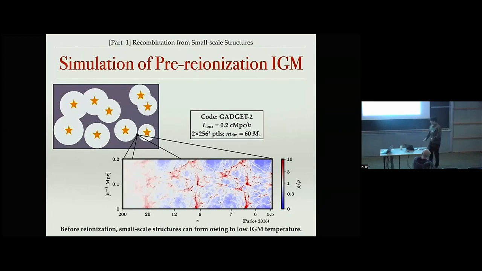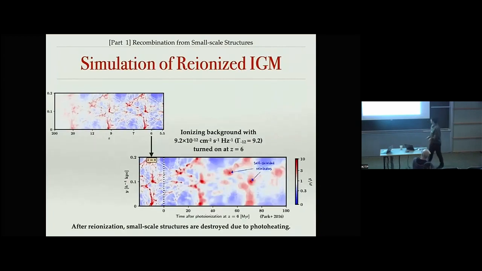so very low pressure. Then at redshift 6, I assume this volume gets ionized externally by radiation coming from galaxies. I turn on a typical intense ionizing background, and the gas gets heated and the structures get destroyed over time, as you expect. So the pressure increases, and all the structures are below the Jeans mass, so basically they cannot exist.